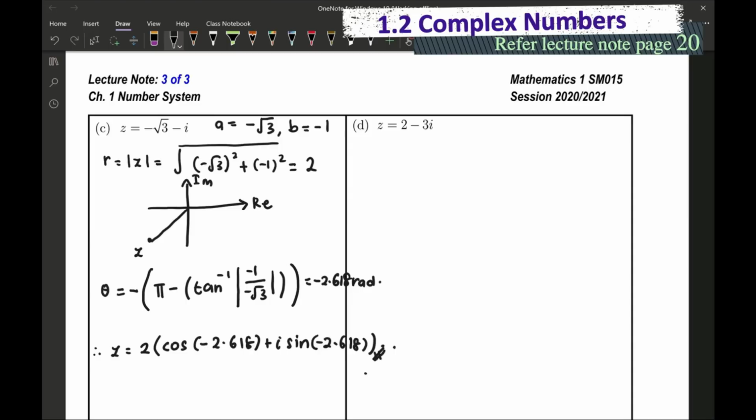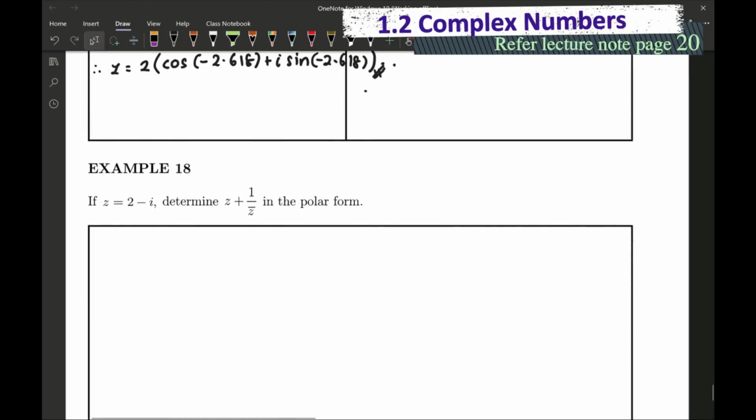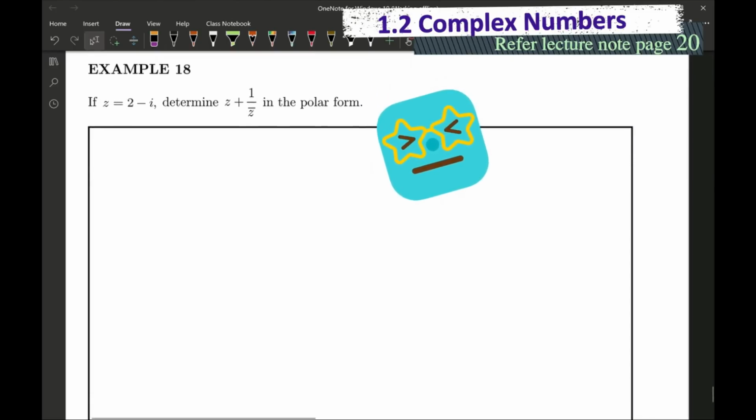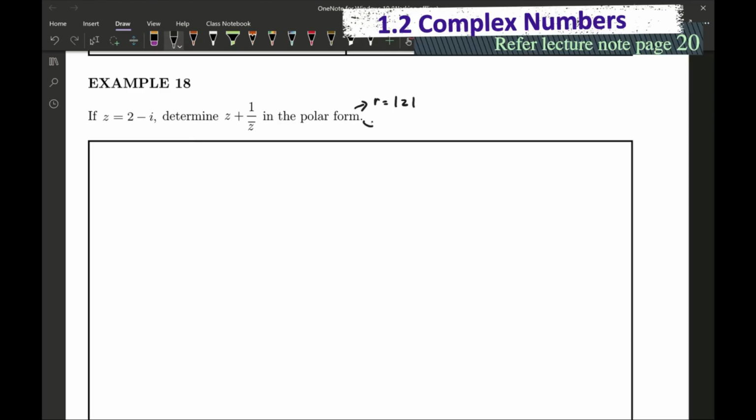Very, very easy. Now we go to a more complex one, but it's not that complex. We go to example 18, our final example for this topic, finally. We have z equal to 2 minus i. Determine z plus 1 over z bar in the polar form. So for polar form, we must know the r, which is the modulus of z, and we need to find the theta as well.